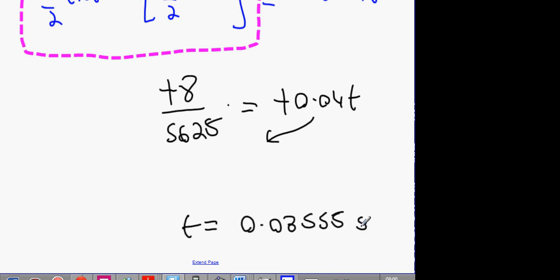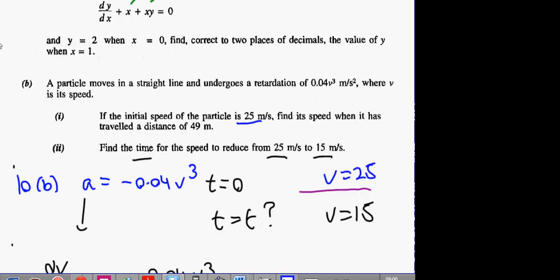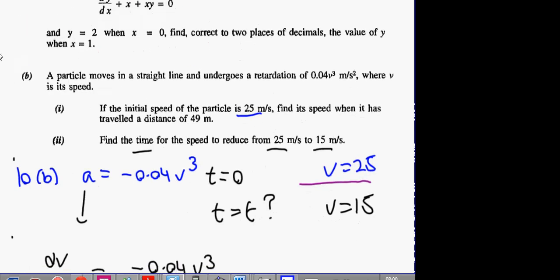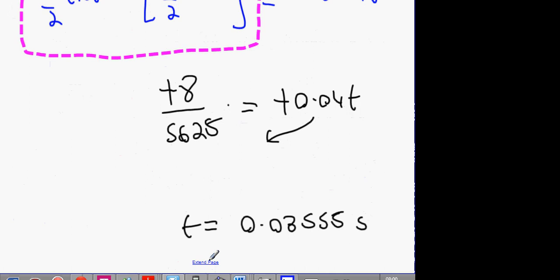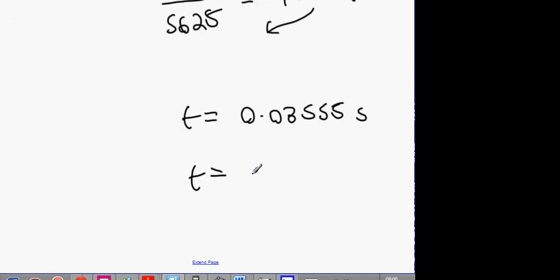0.0355 seconds. Do we want it to two significant figures or 3 decimal places? It doesn't actually instruct me what to do, so I'm just going to do it like this, 0.0355 is going to round up to 0.036 seconds. Okay, and that's question complete.